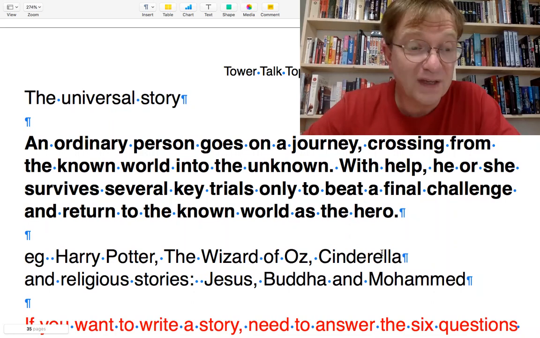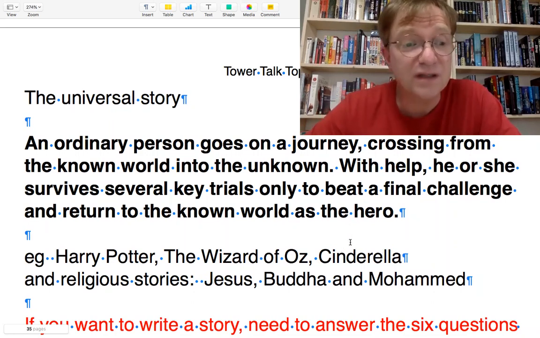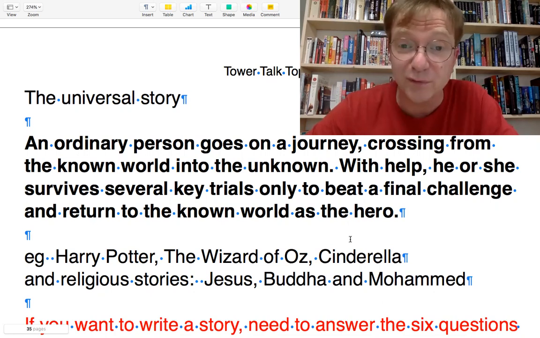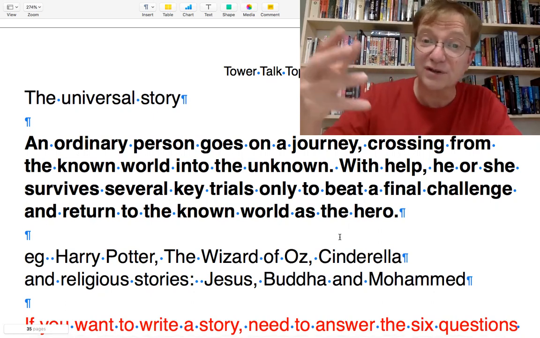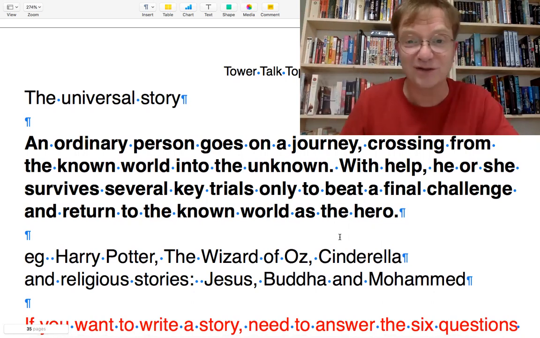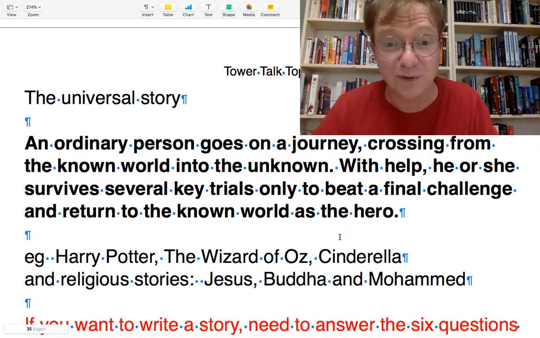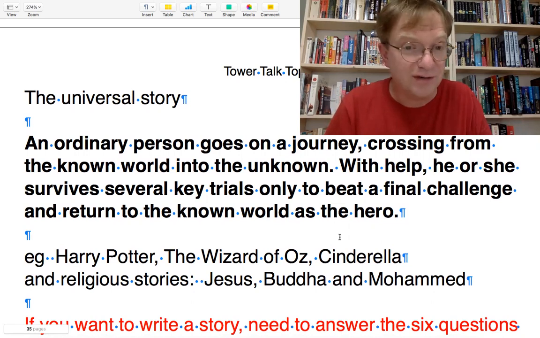Cinderella. So it's not just battles, it could be romance. Cinderella is an ordinary person. She's working in her house. She's got many problems, but she enters into the magical world. She goes to the ball. Her fairy godmother gives her a beautiful dress. She goes into the magic world, into a different world, and then returns.